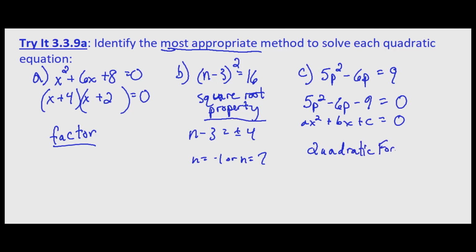The most appropriate method is going to be the quadratic formula. And again, we would just plug that into p equals -b plus or minus the square root of b squared minus 4ac all over 2a, and then simplify. And again, we can use any of these methods, including completing the square eventually, to solve these quadratics. It's just which is the easiest method to use.